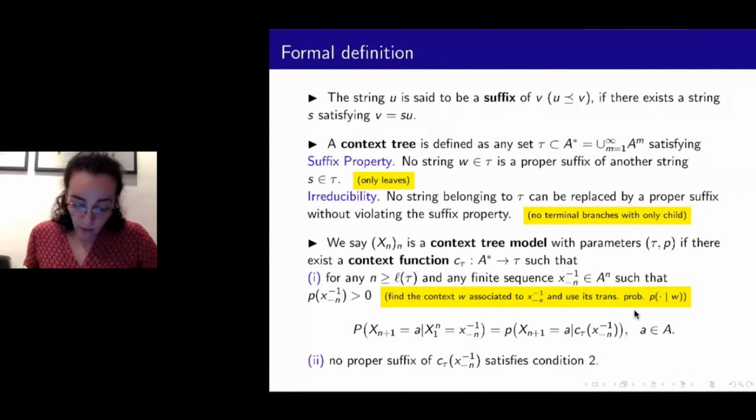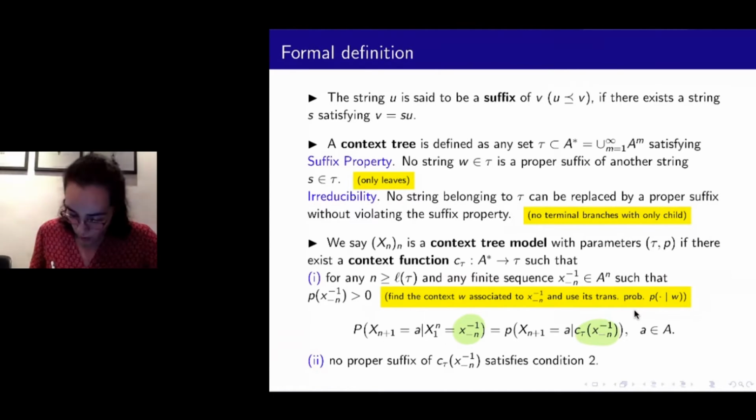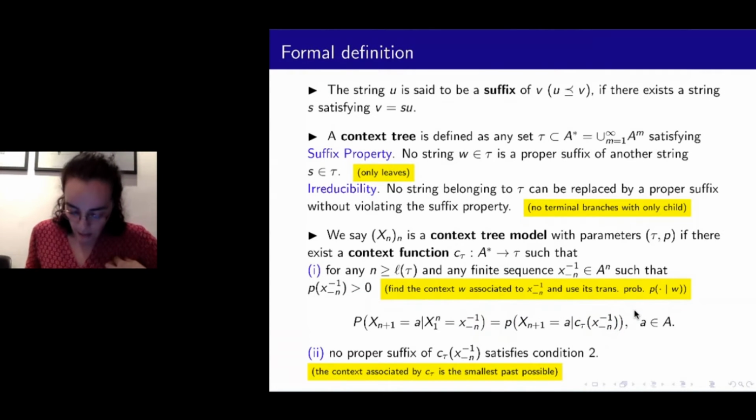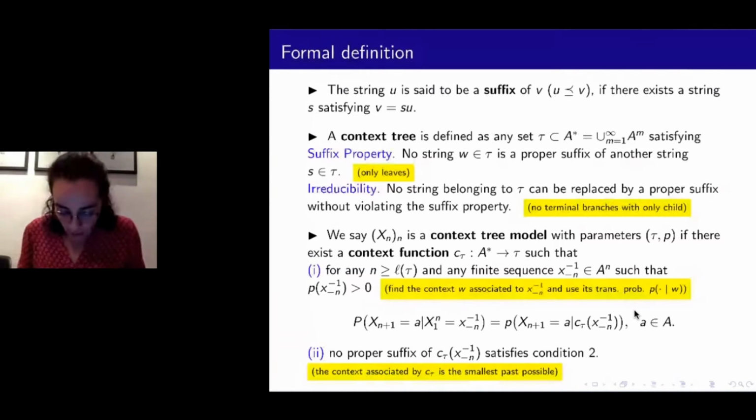So what this C function does is basically find the context W in your tree associated to any kind of past, okay? And then we use this. So C will work here. And once we find the context associated, we will use the transition probability associated to this context to generate the next step, okay? Condition 2 is only saying that this function CT actually finds the smallest relevant past, okay? So I cannot look at any smaller past than my context and still have enough information to generate the next step. This is what condition 2 is saying.